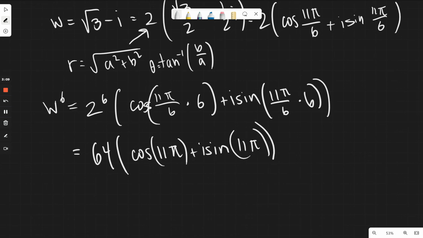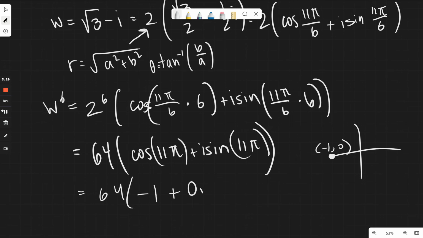And so that on the unit circle is right here, right? Because any odd number of pi's is going to be here, and an even number is here. So this means cosine is negative 1 and sine is 0. So this becomes 64 times negative 1 plus 0i. And so this is just 64 times negative 1. And so w to the 6th, or rather square root 3 minus i all to the 6th, is going to be equal to negative 64.